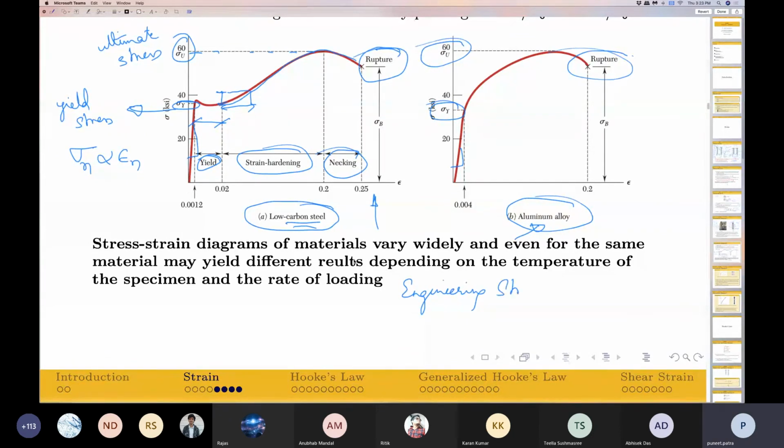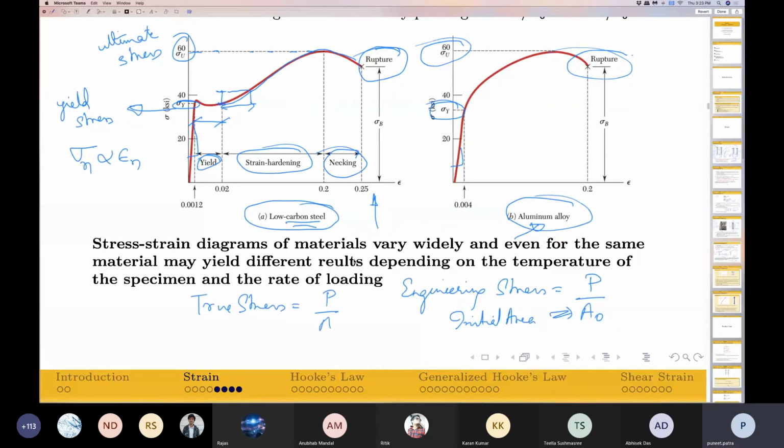So the concept of engineering stress is that I take, in this case, sigma n, and this is equal to P by A naught, where A naught is the initial area. This initial area does not change. This initial area remains fixed. What you are talking about is known as true stress. The way true stress is defined is P divided by A, where A is the instantaneous area of the cross section after you have just performed the experiment.